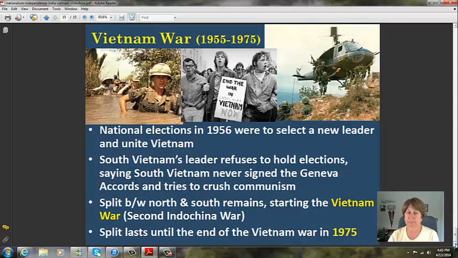With the national elections in 1956 to select a new leader and unite Vietnam, South Vietnam's leader refuses to hold those elections, saying that South Vietnam never signed the Geneva Accords, and tries to crush communism. This caused the split between the North and the South, starting the Vietnam War, which was considered the Second Indochina War.